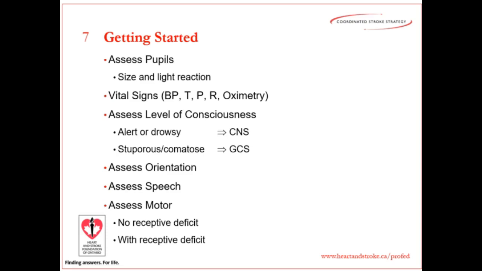Then you're going to begin to assess level of consciousness. So if they're alert or drowsy, then you could use the CNS. That would identify that yes, this patient is a candidate to use the scale. If they are comatose or stuporous, then we would look to the Glasgow Coma Scale instead. Okay. And then from there, you're really assessing orientation, speech, and motor functioning.